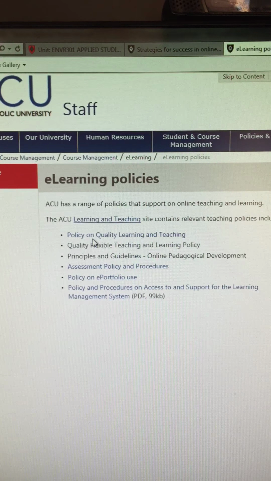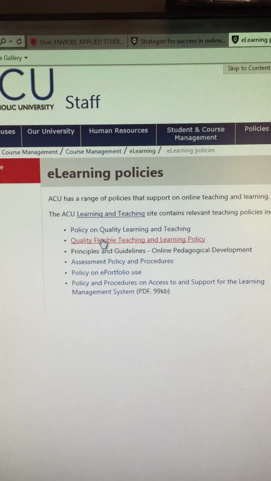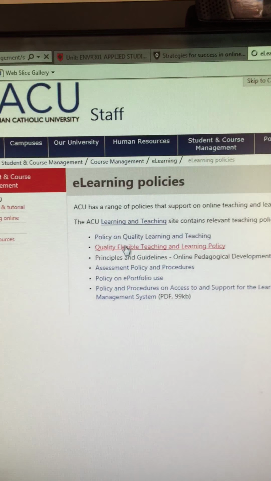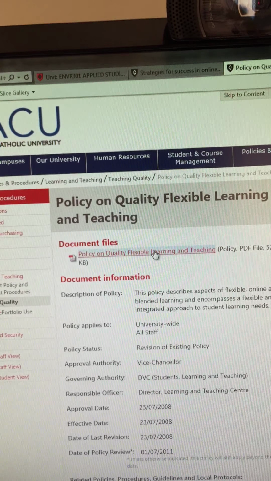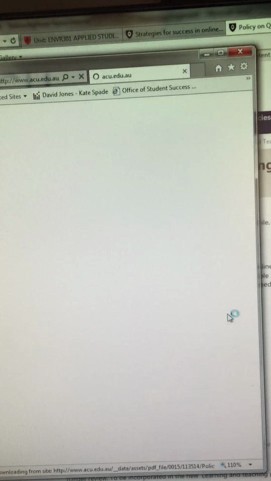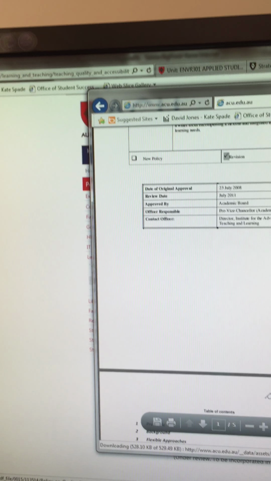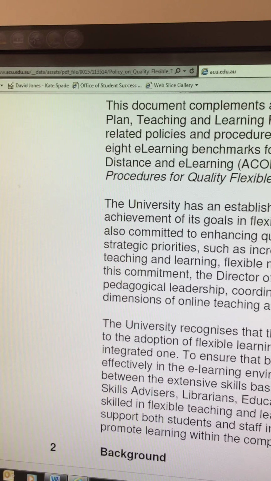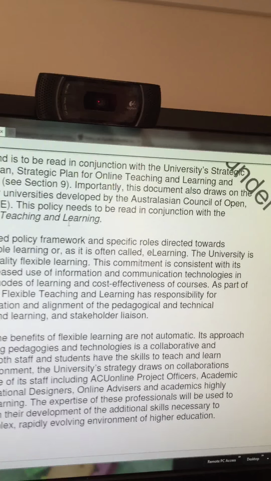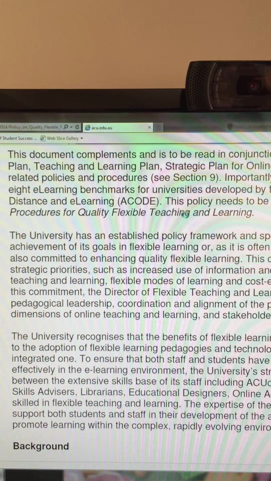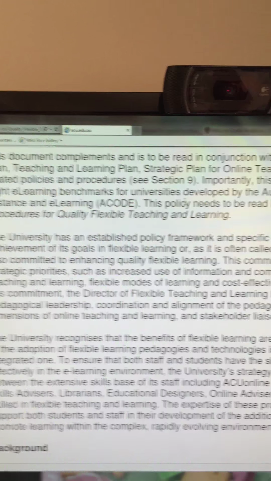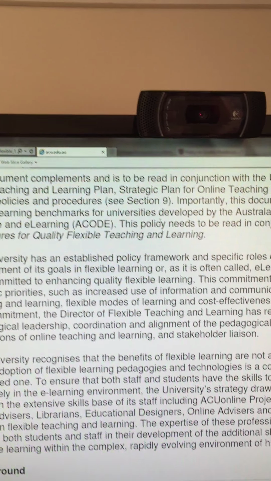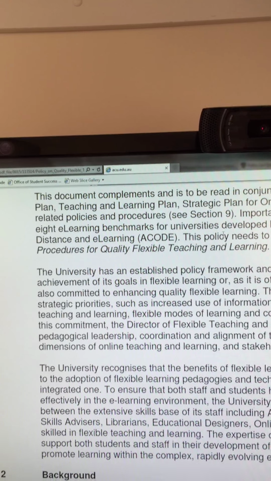So there's a number of things on learning and teaching, but there's specifically one on quality, flexible teaching and learning policy. And that policy goes through how the university plans to support the delivery of flexible learning, including that there is a requirement that a component of that be used through a centralised learning management system. So if people are going to implement flexible learning approaches, they do adhere to the procedures for quality flexible learning, teaching and learning, which is A code, which is benchmarks that have been developed by universities and the Australian Council of Open Distance and E-Learning.